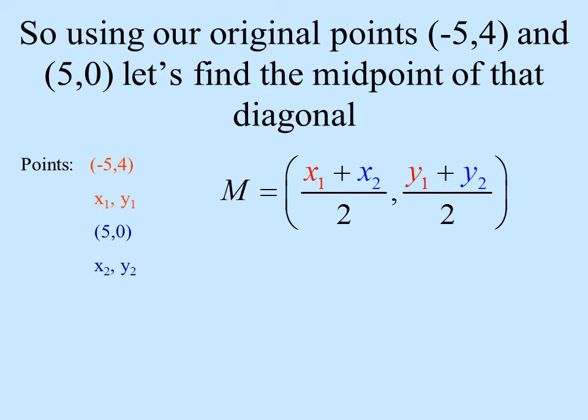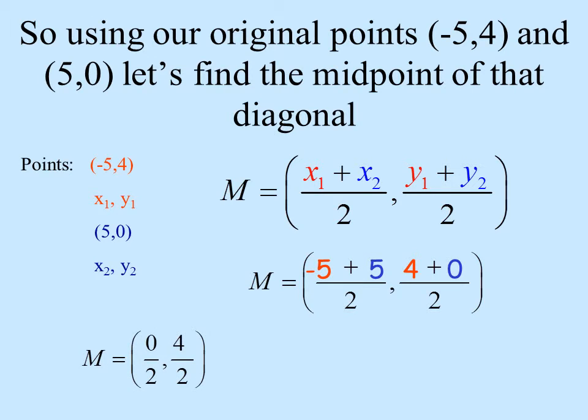Here's our formula. Again, I'm just going to arbitrarily choose x1, y1, and x2, y2. I'm going to plug them in. So x1 we said was negative 5. x2 we said was 5. y1 is 4. y2 is 0. Minus 5 plus 5 would be 0. So I have 0 over 2. And 4 plus 0 is 4. So I have 4 over 2. Well, 0 divided by any number is going to give you 0. So my midpoint is 0, 2.